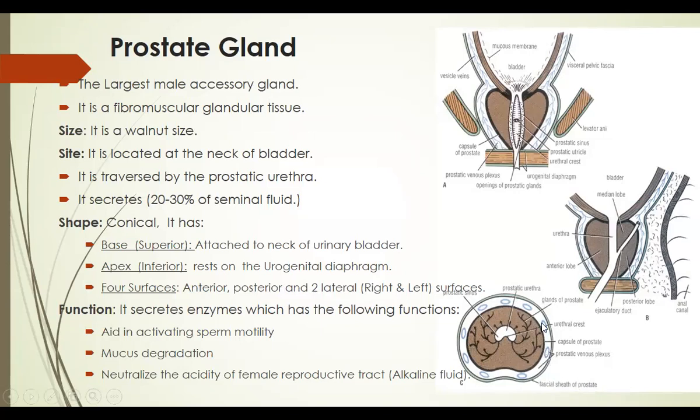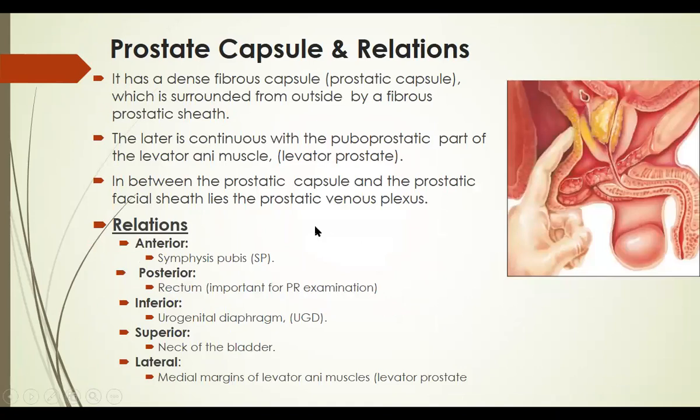In between is the venous plexus. Here you can also see the fibrous capsule, outside is the sheath, and in between you can see the plexus of veins. This is very important because whenever you remove the prostate, you cannot remove the prostate alone, but along with the whole of the fibrous sheath, so that there is no bleeding because of this venous plexus. So it should be removed along with the fascial sheath and all.